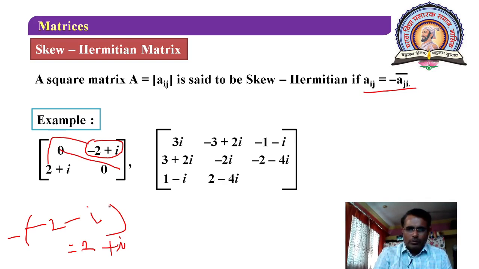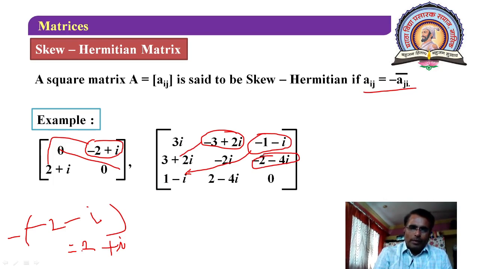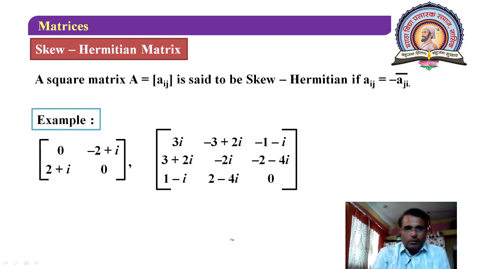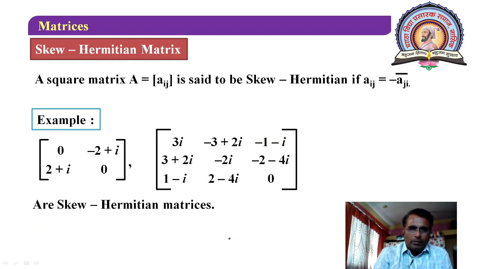The same thing happens here also. You will observe that its conjugate is minus 3 minus 2i, and the negative is 3 plus 2i. Its conjugate is minus 1 plus i, and that conjugate is here with a negative sign, 1 minus i. Then the conjugate of this is minus 2 plus 4i. Am I right? And its negative is 2 minus 4i. That is coming here. This way you can consider symmetric and skew symmetric, sorry, Hermitian and skew Hermitian matrices.